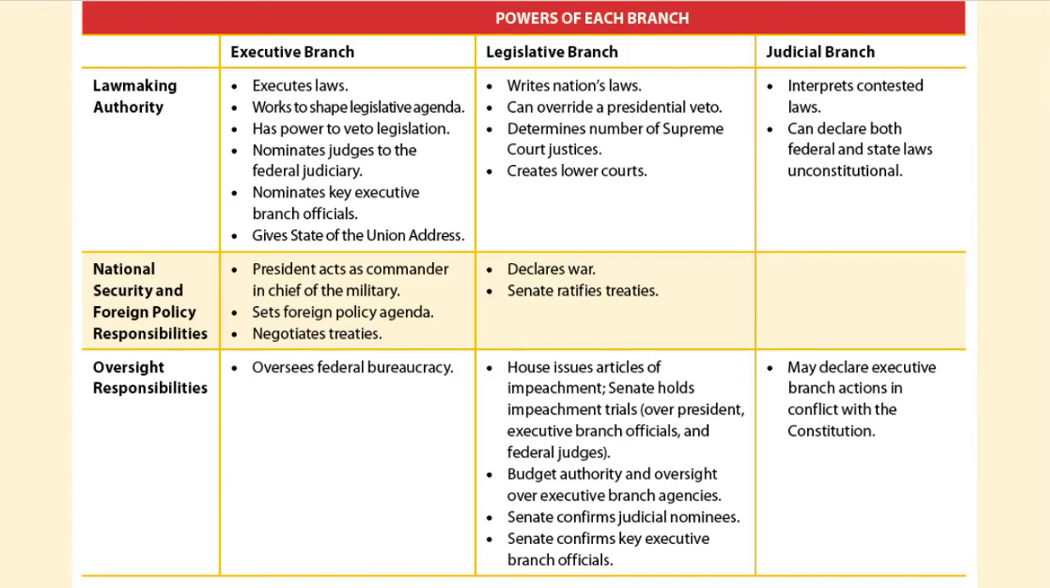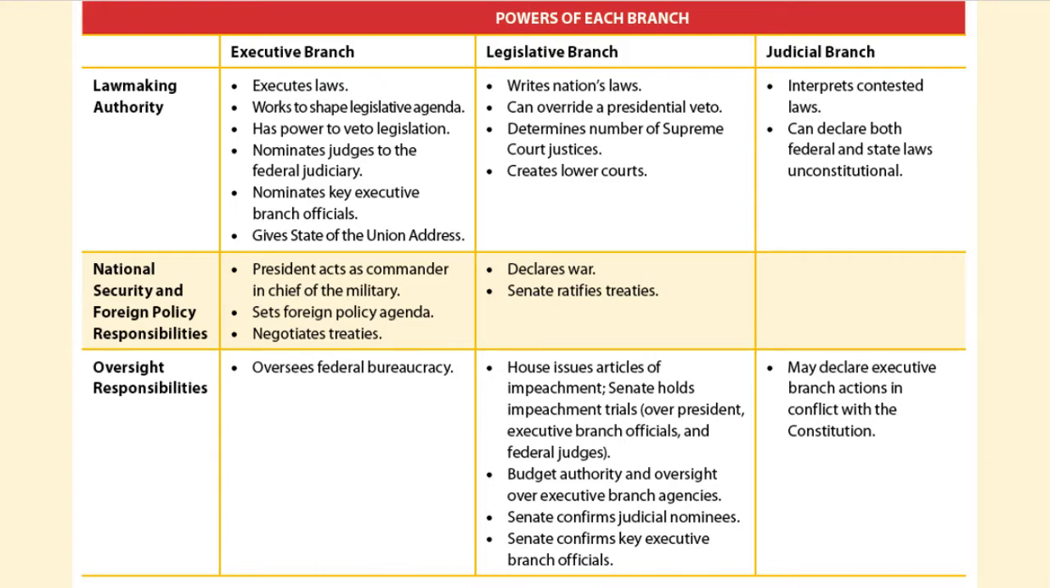As we'll talk about later in the year, they have a whole cabinet that helps them enforce the law. They also give the State of the Union address where, again, they can actually shape the legislative agenda by talking about what they want to get done throughout the year. Then the legislative branch, which really has the primary lawmaking authority, they have the ability to write the nation's laws. They can override a presidential veto if they have enough votes to do that.